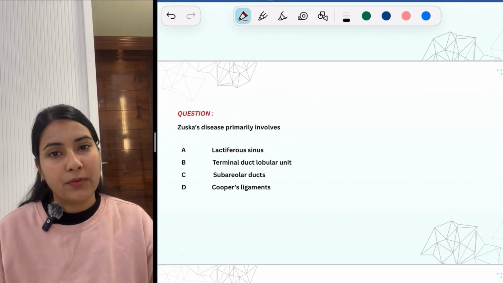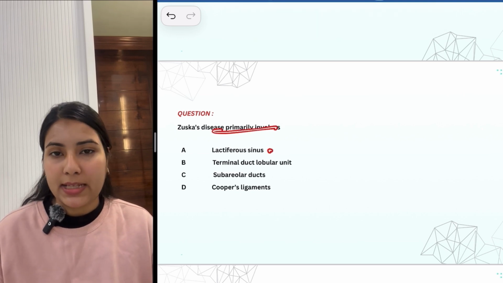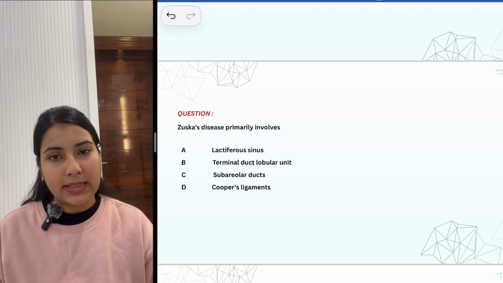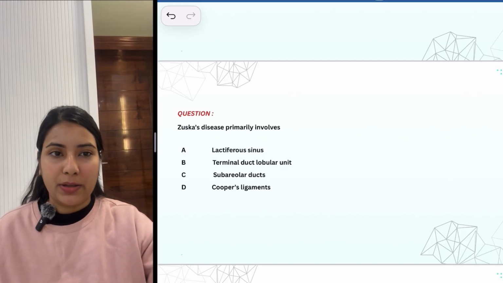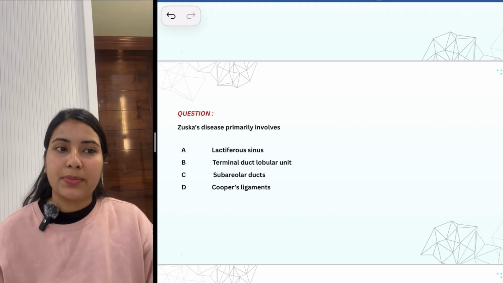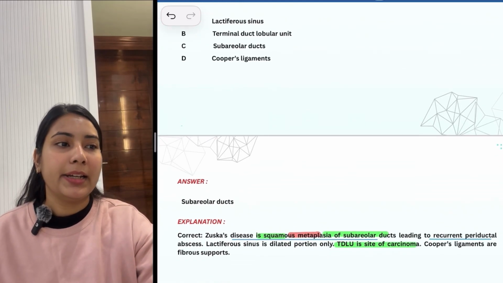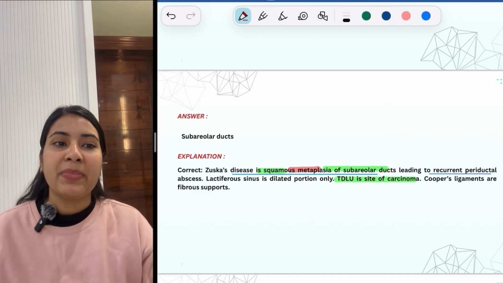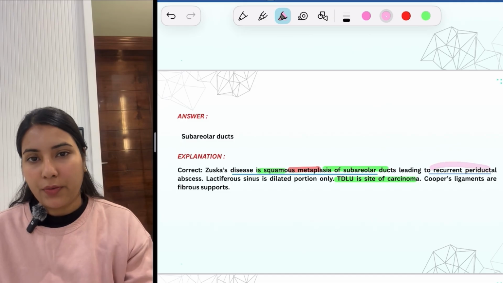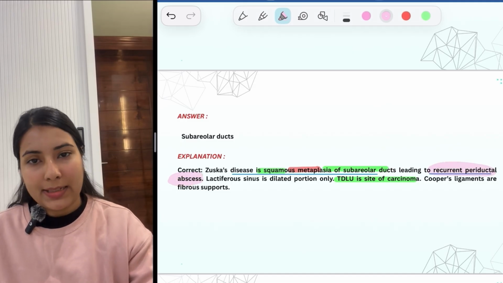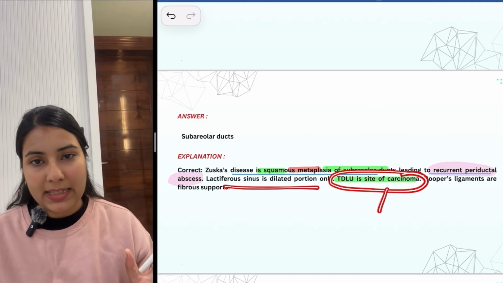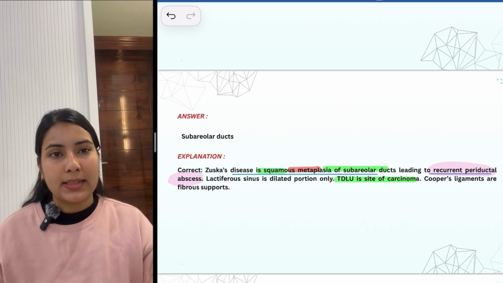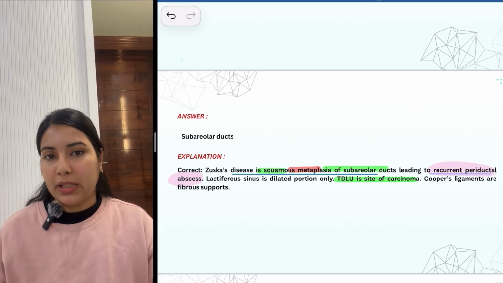Zuska's disease primarily involves, so your options are lactiferous sinus, TDLU, terminal duct lobular unit, subareolar ducts, and D is Cooper's ligament. So the answer here is C, subareolar ducts. Zuska's disease is the squamous metaplasia of subareolar ducts and there is a recurrent periductal abscess. Lactiferous sinus is the dilated portion of your subareolar ducts, right? TDLU is the unit from where the carcinoma of breast arises, so this is not the answer. Cooper's ligaments are for fibrous support of the breast. So Zuska's disease involves subareolar ducts, right?